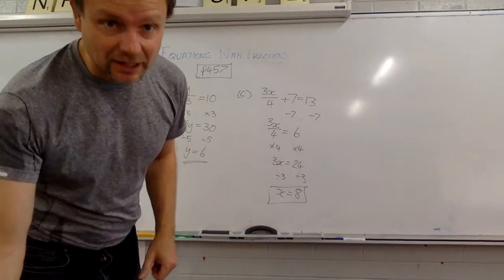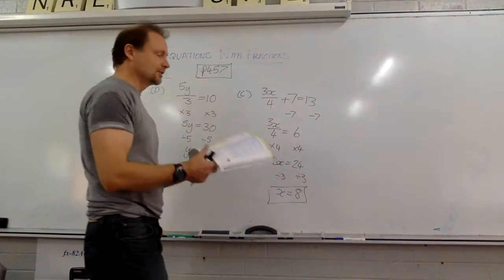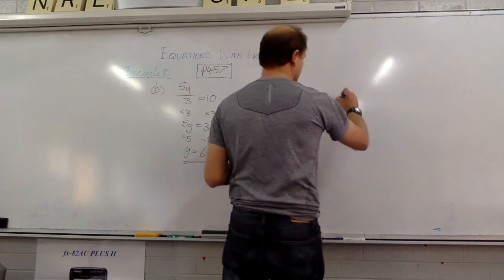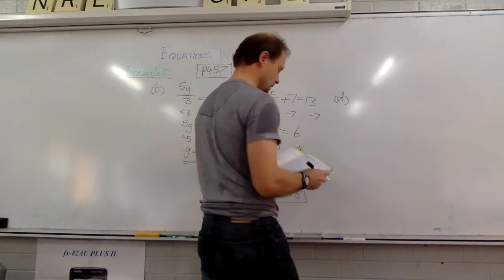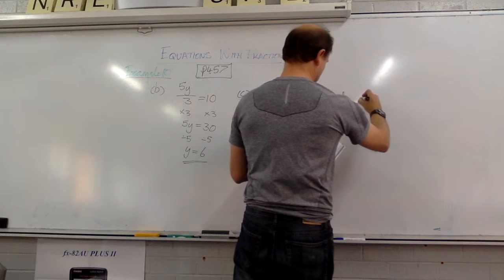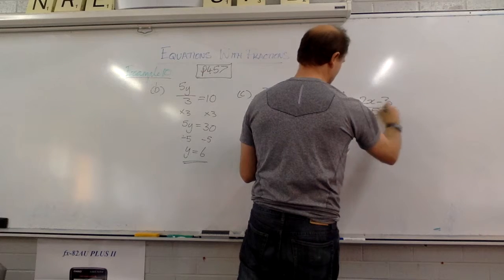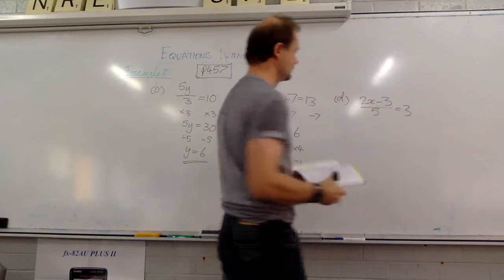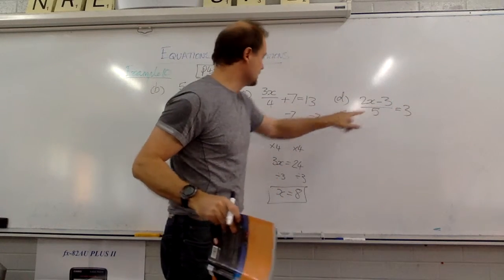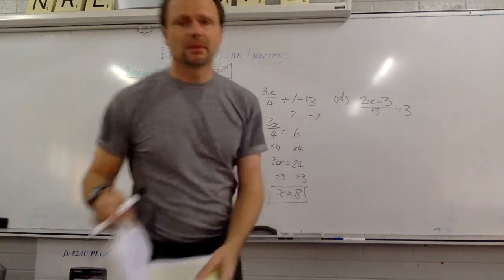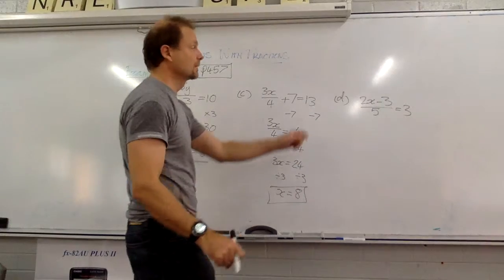Can I give you a harder one? You bet I can. All right, let's have a look at this one. This one is example 10D. And the example goes 2x minus 3 divided by 5 equals 3. Again, we've got 3 numbers, but it looks a bit different to this one. We've got 3 numbers to get rid of. Which one do we get rid of first?